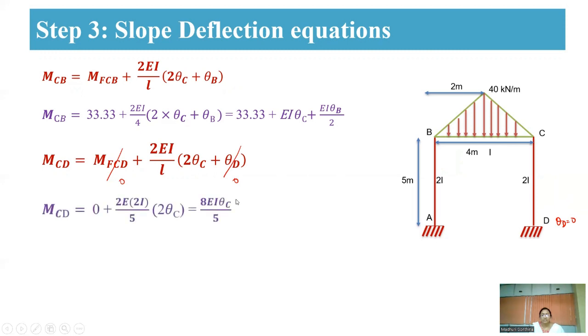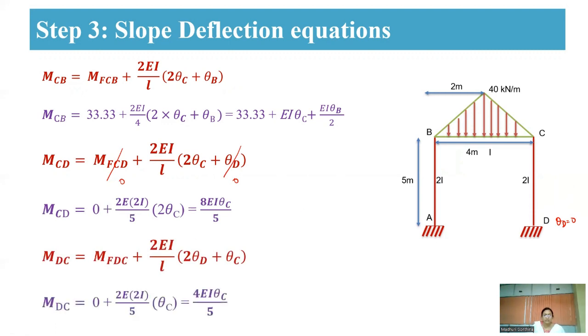By substituting this, you are going to get it in terms of theta C. Similarly, MDC also. Here there is no fixed end moment for DC, and theta D is also equal to 0. So these are your simplified equations. By using all these simplified equations, we are going to establish the equilibrium conditions for this entire frame.